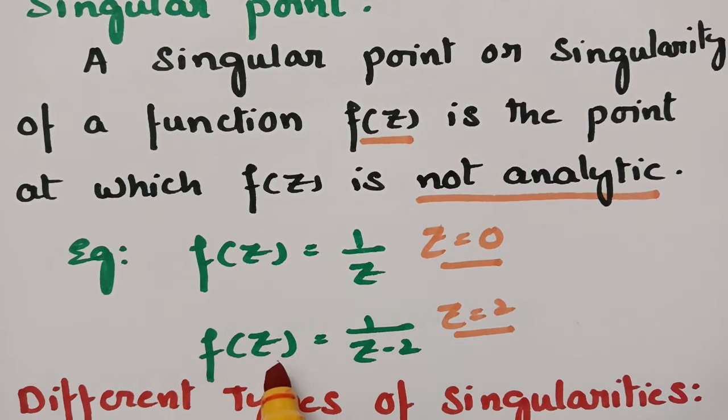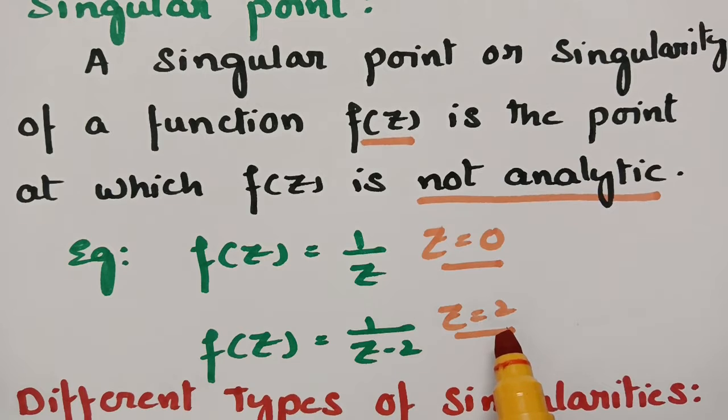Next, for the second example, f of z is 1 by z minus 2. If you equate this denominator to 0, z is equal to 2. After substituting z as 2, 2 minus 2 is 0, again 1 by 0 is infinity. f of z is an undefined function, not analytic at this particular point, z equal to 2. If you take 3, 4, 5, 6, any number other than 2, this function is analytic.